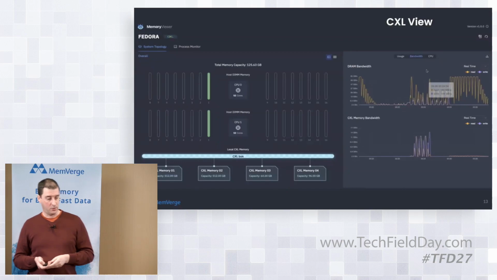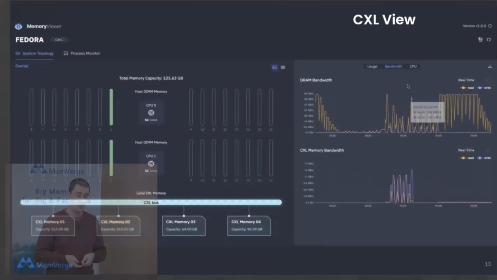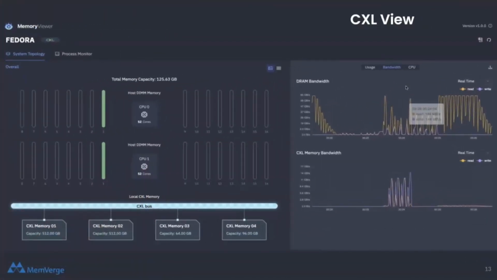So here's some screenshots. This is of the old interface. I don't have anything of the new one yet, but on the left-hand side is the topology. So we're showing a 2-socket system with 2 DDRs involved. And underneath, we're just showing a CXL bus with 4 CXL devices attached. On the right-hand side, you'll see the bandwidth, reads and writes for DDR versus CXL.